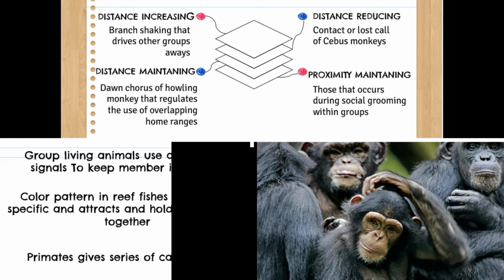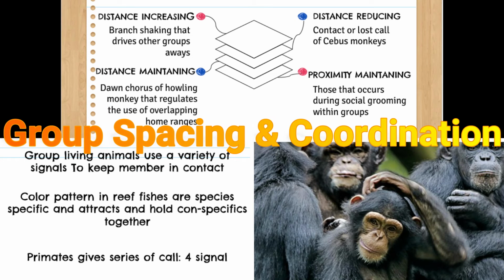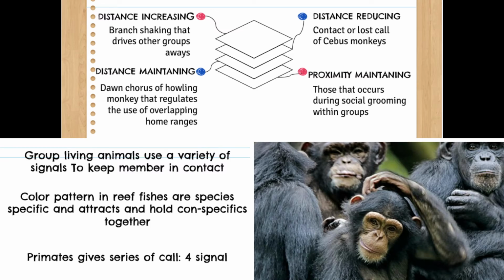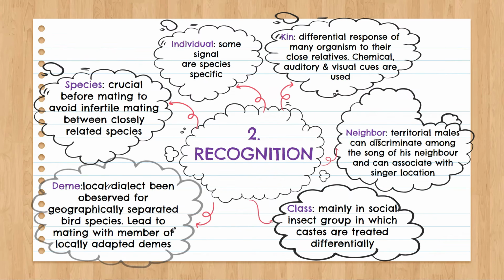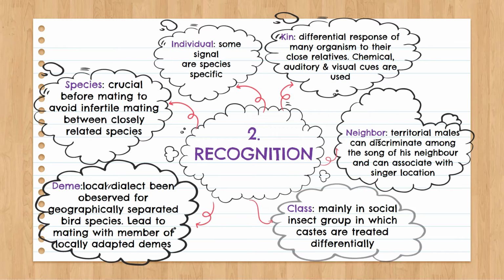That seems to keep members in touch. Thus, primates use these four types of spacing signals. First, distance increasing signal, distance maintaining signal, distance reducing signal, and proximity maintaining signals. Let's look at six different functions of communication in recognition one by one, with examples.